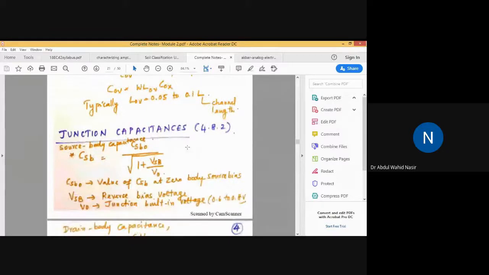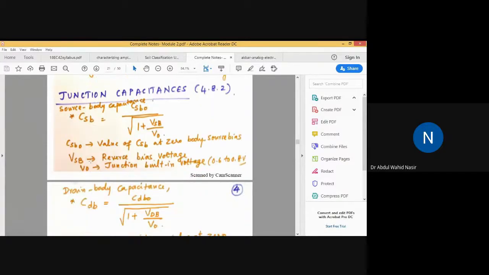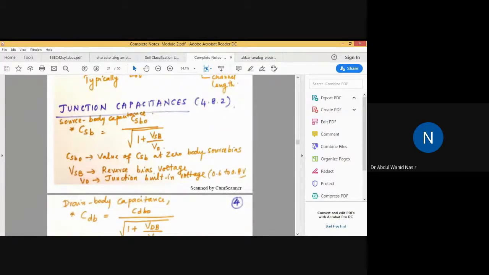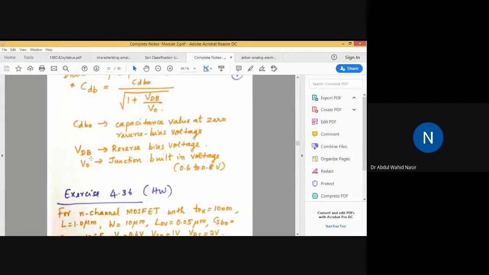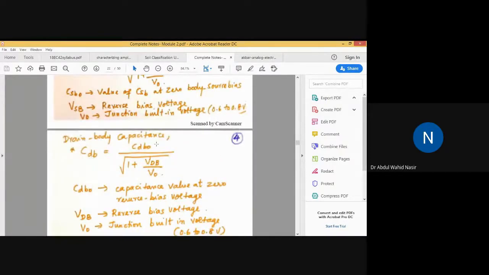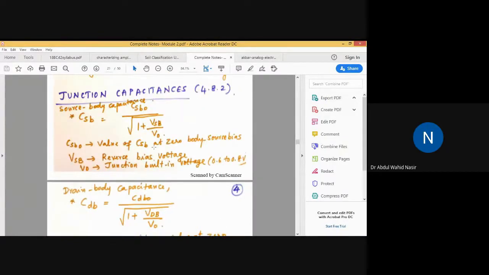Now, another capacitance that is source to body. Source to body capacitance, which is actually junction capacitance, and then we also have drain to body capacitances. Source to body capacitance CSB is given as CSB naught divided by root under 1 plus VSB divided by V naught. So this is again a relation that you need to know.